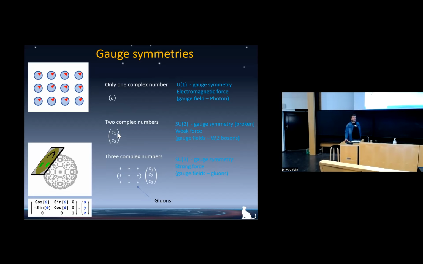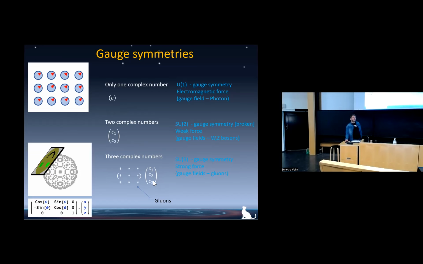In quantum field theory, something interesting happens because it appears that we also need to consider not only one complex number, but two of them, like this. Behind this gauge symmetry is the weak interaction, and if there are three numbers, then it will be the strong interaction.